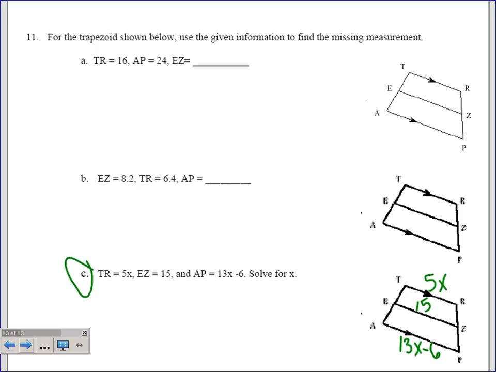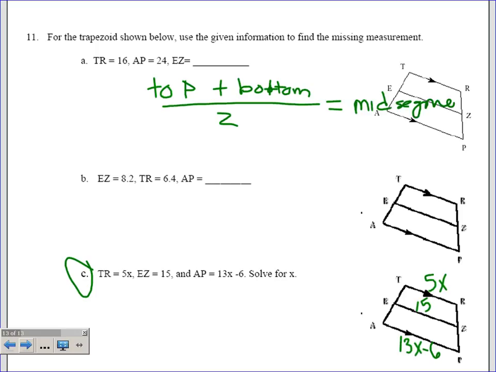Yeah, it's the top and the bottom added together, divided by 2, equals the middle. So you're just going to average. It's basically like this: top plus bottom, divided by 2. The average of those two equals the mid-segment. Okay? That's what you need to remember. Is that a formula that's in the window? No. But the relationship is a property that we discussed in class.